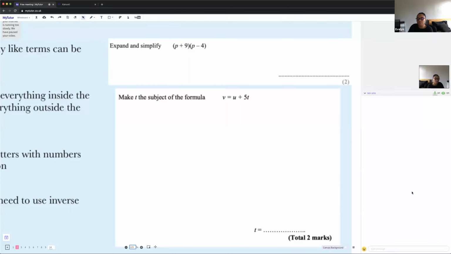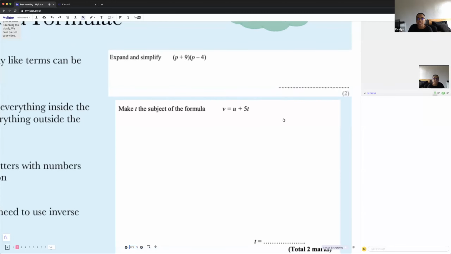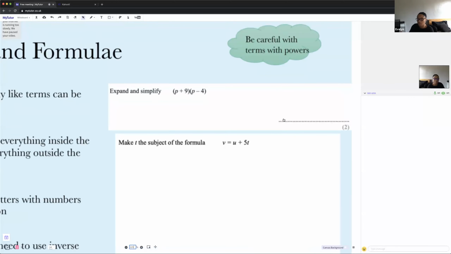Right, cool. So we've got quite a lot of good answers there. Let's have a look at the first one. Now, we've got two brackets. What we want to do is multiply everything in the first bracket with everything in the second one. So the first thing that we can do is p times p, and then p times minus 4. And then afterwards we're going to do 9 times p and then 9 times minus 4.